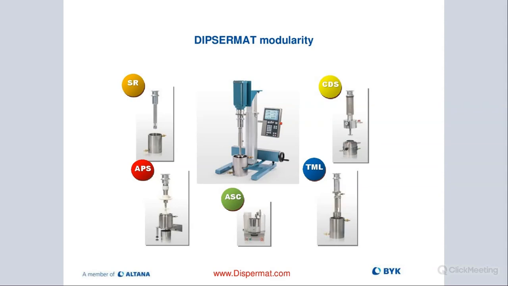The Dispermat will get shipped the way you see it, just a standard dissolver shaft. Then obviously you have to pick a blade that fits your container diameter. The smaller Dispermats come with blades. The larger models do not come with blades. You have to pick a blade out of a portfolio, and that would be a separate item.